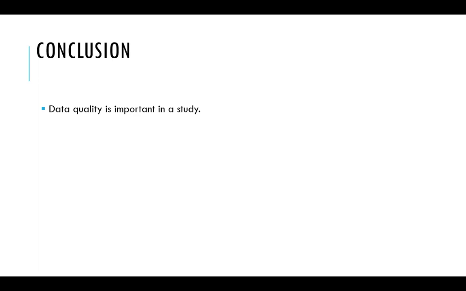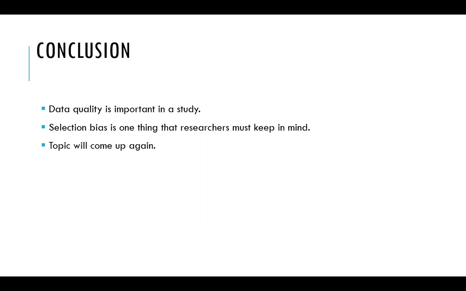So in conclusion, data quality is important in a study. We understand that. And selection bias is one thing that researchers must keep in mind when they're designing a study, they're collecting data, and they're thinking about their data sets. This topic will come up again, but I wanted to introduce it now since we will use a little bit of this idea as we progress. So be looking for more on the topic of selection bias.